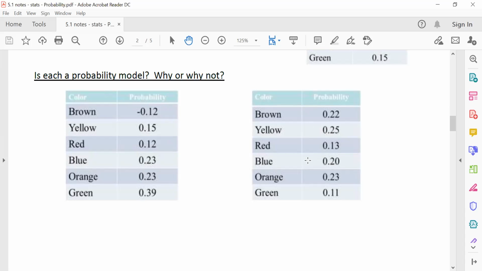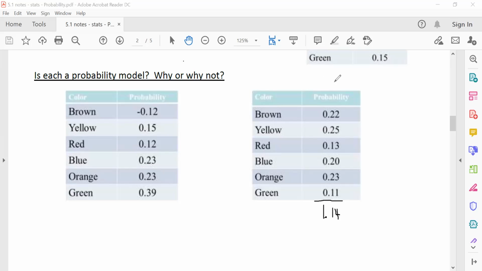I'll do that now, I'll just use a calculator. You get 1.14. No, that's not a probability model because they all have to add up and come out to exactly 1.